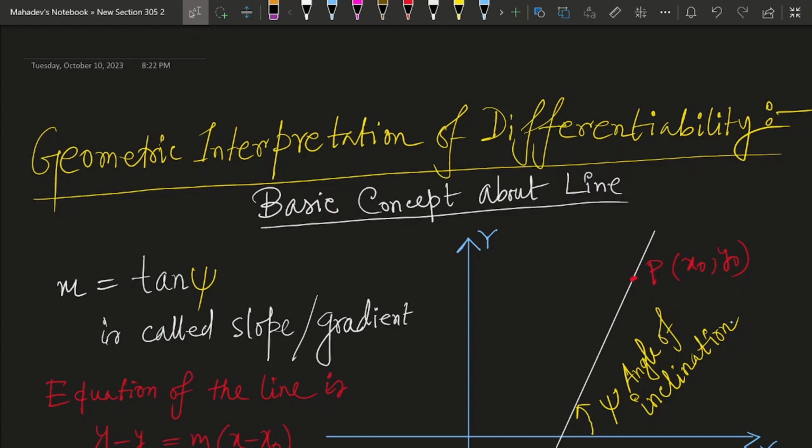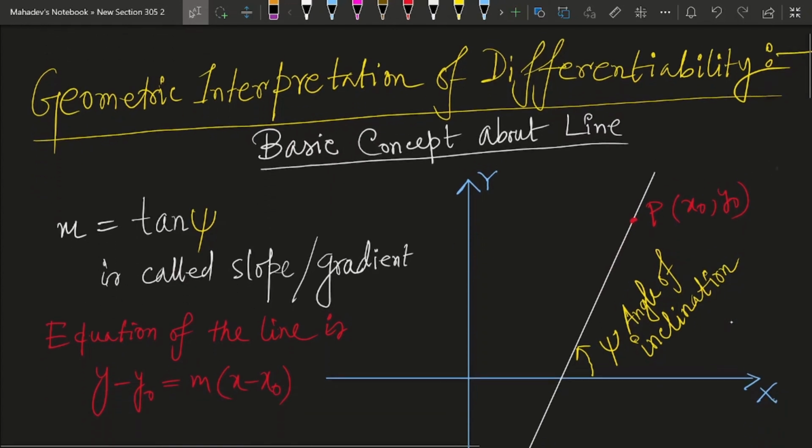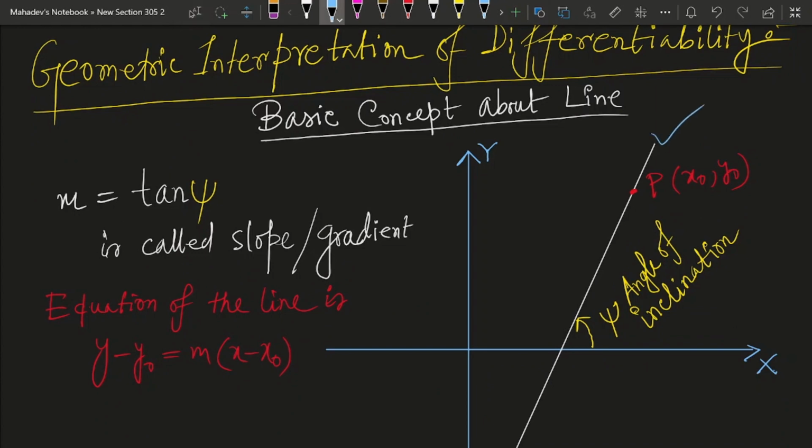Before going to the topic, let's have a look at the basic concept of lines. We consider a line. This line makes an angle with the positive direction of the x-axis. This angle is called the angle of inclination. That means the line is inclined at an angle with the positive direction of the x-axis. This is the angle of inclination of this line.